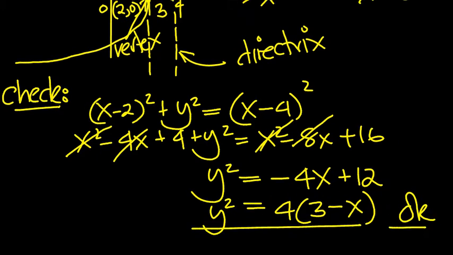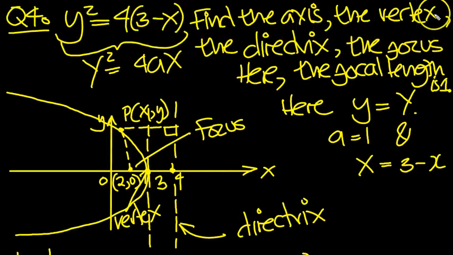Y squared equals 4 brackets 3 minus x. Let's have a look back. And yeah, that's what we got. So we've confirmed that we're on track here with finding out these things.